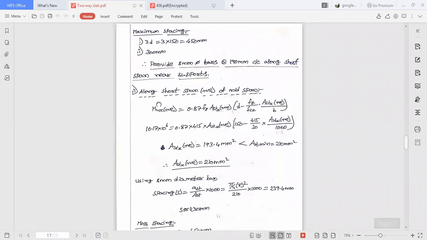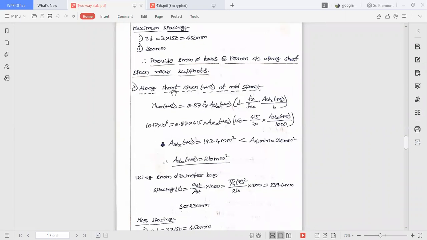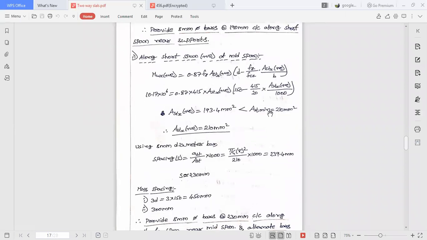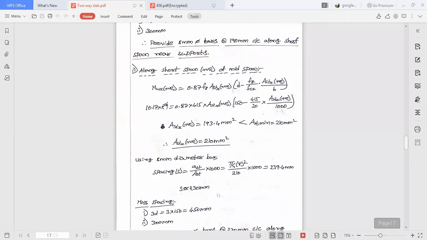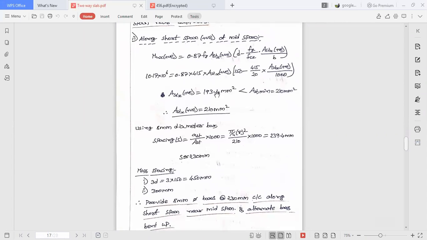Okay, next after that, along same short span but positive, that means mid span. Same procedure, no change. Here we only need to change the moment value. Above, we put the moment 13.41; same process, now put 10.17 and do it again. And after doing this, we got a steel of 193.